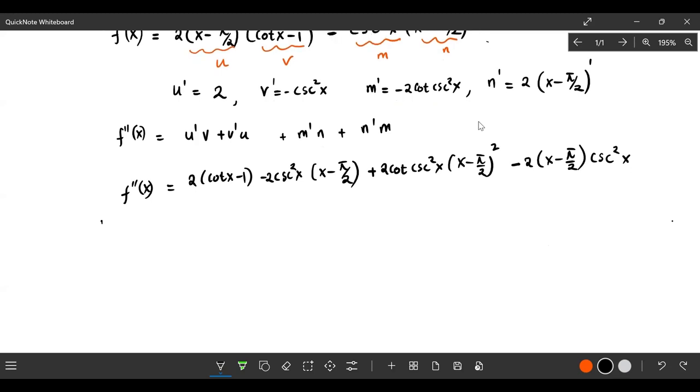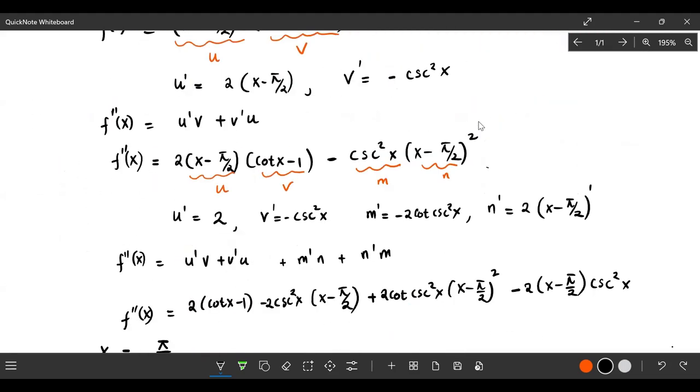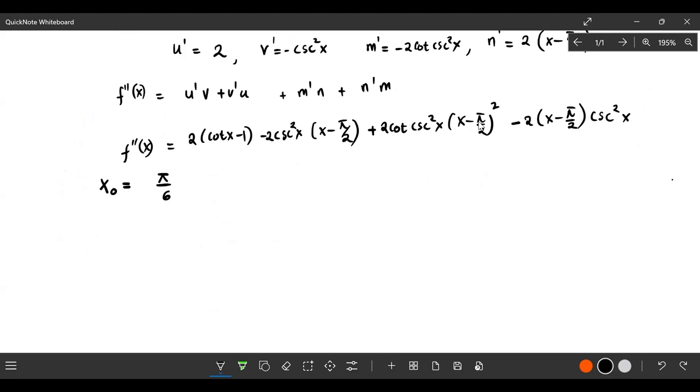And then we know that our x naught given to us is what? What is our x naught? Our x naught is pi over 6, I think, from the question. We're given pi over 6 as our x naught. Yes. So we have to find f of x naught, which is f of pi over 6.